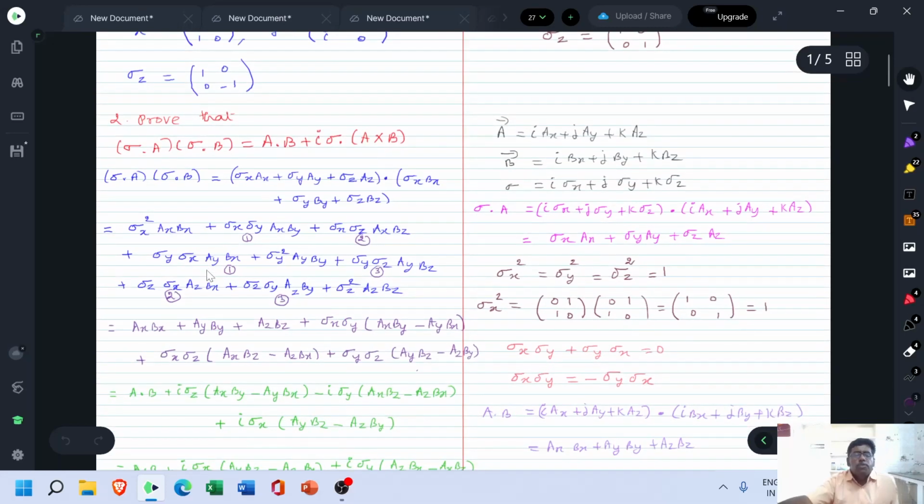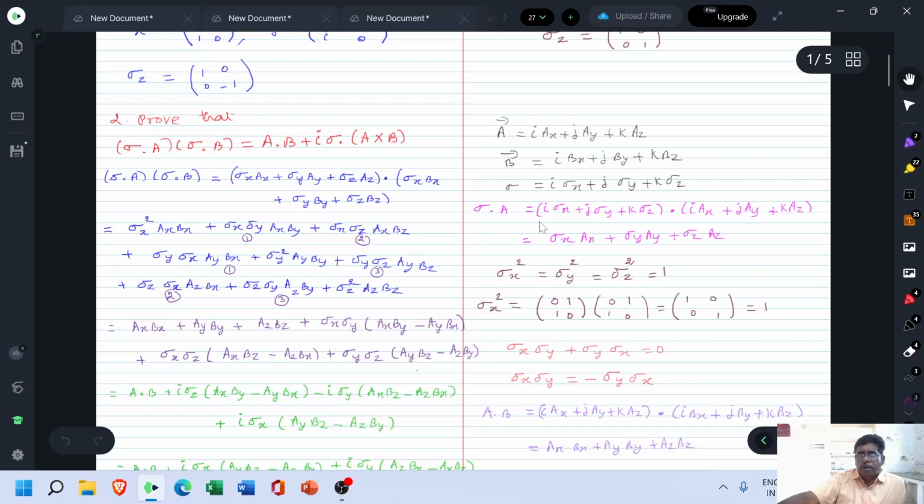The second question is, prove that sigma dot a into sigma dot b is equal to a dot b plus i sigma dot a cross b. Here, the vector a equals i into ax plus j into ay plus k into az. Vector b equals i into bx plus j into by plus k into bz. Sigma equals i into sigma x plus j into sigma y plus k into sigma z.